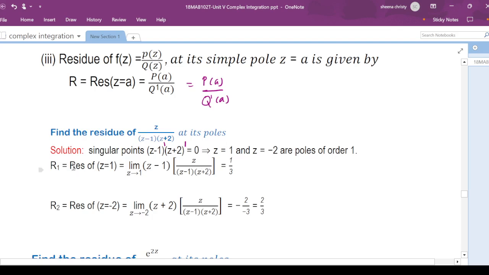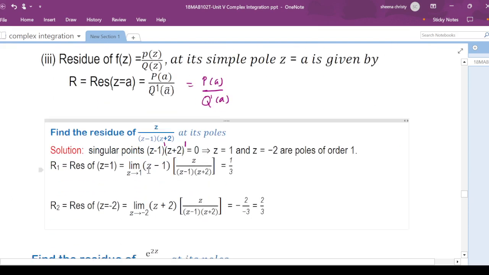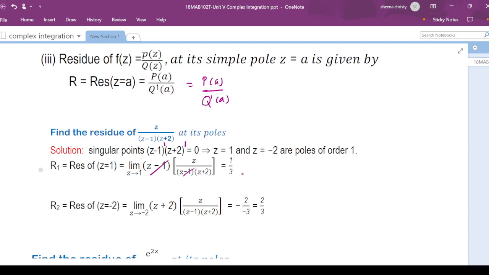Therefore, we have to find the residue of f(z) at z = 1, which is a simple pole. The formula is the limit as z tends to z0 of (z - z0) f(z). Making use of that formula, the limit as z tends to 1 of (z - 1) times z / ((z - 1)(z + 2)). Cancelling z - 1 and z - 1, you will get z/(z + 2), then put z = 1 here, and you will get the answer 1/3.